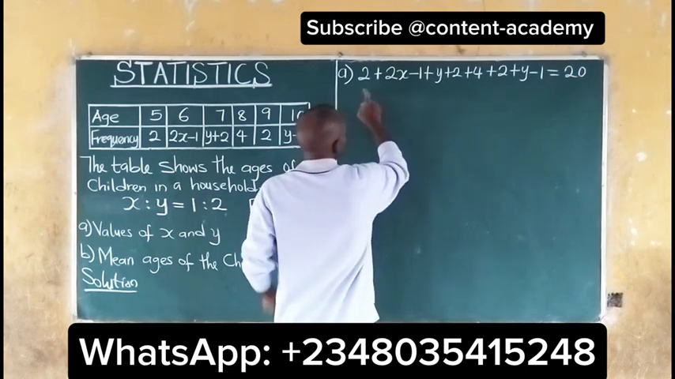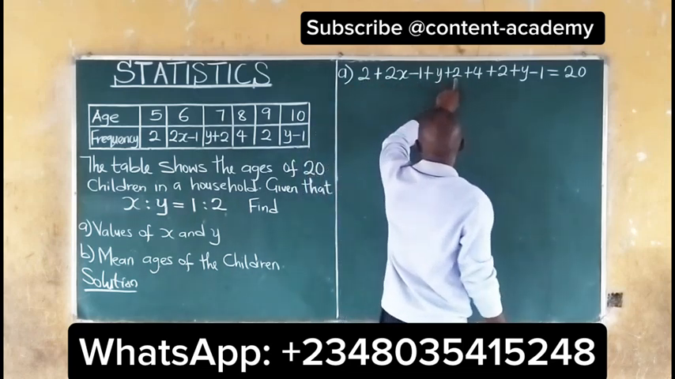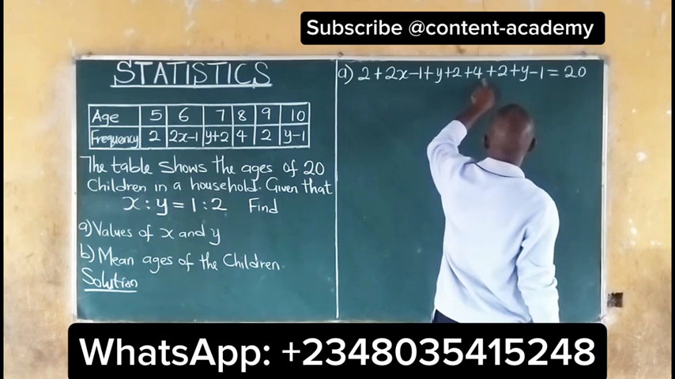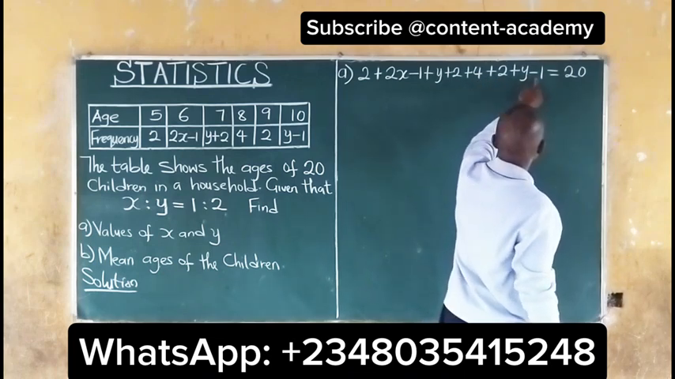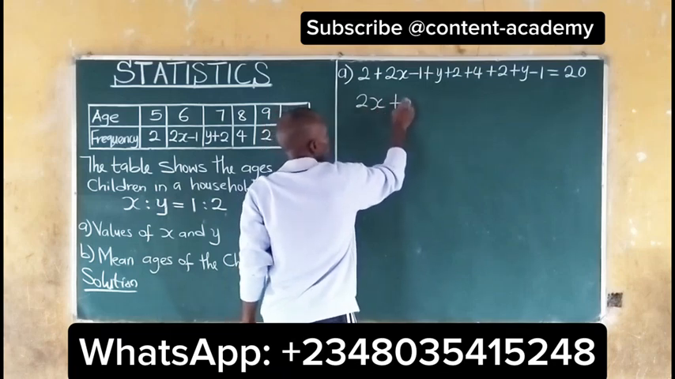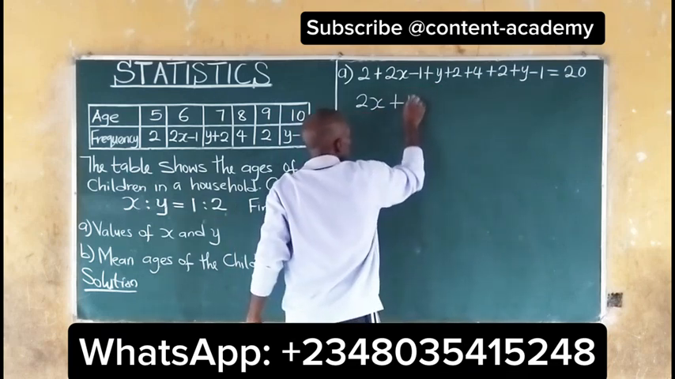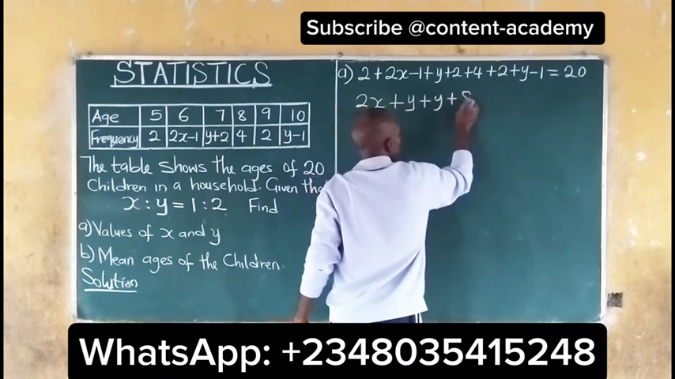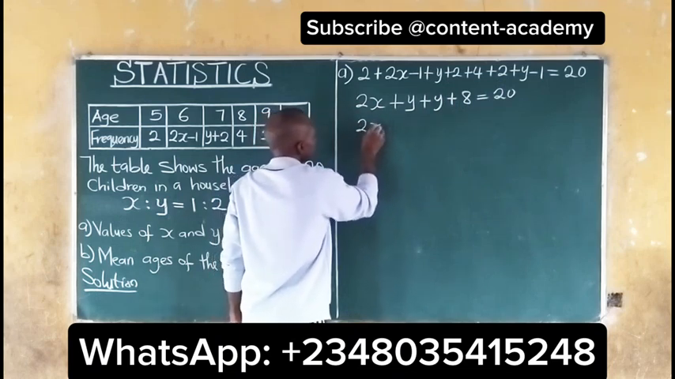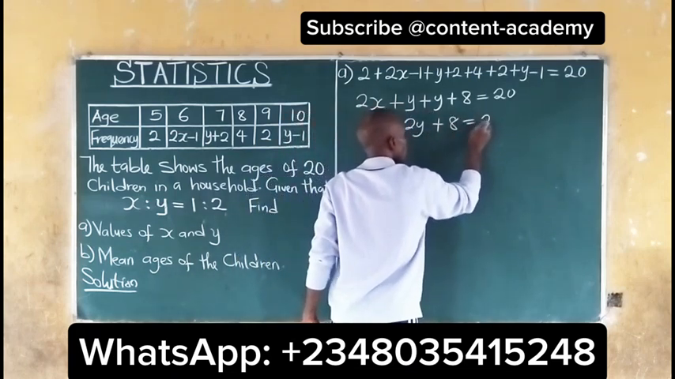So we can add: 2 minus 1 is 1, plus 2 is 3. 3 plus 4 is 7. 7 plus 2 is 9. 9 minus 1 is 8. So we have here 2x plus y plus y, plus 8 is equal to 20. So we have 2x plus 2y plus 8 is equal to 20.